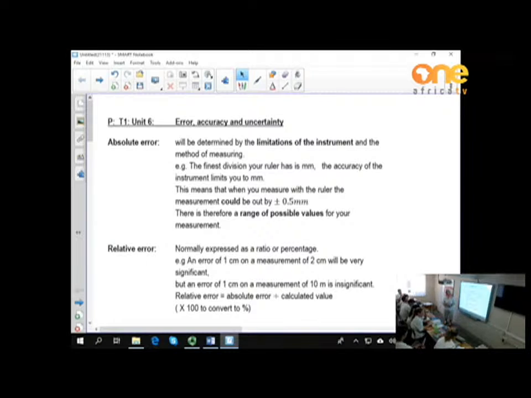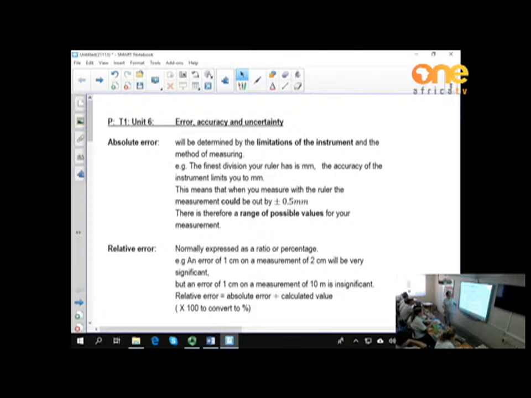Unit 6. It's got to do with error, accuracy, and uncertainty. It's got to do with when we take measurements. You must realize, and I've said this to you already, when we measure something, what is the limit of accuracy on that instrument you are using? The smallest scale division. If it's a ruler, that's the amount of inaccuracy on it.